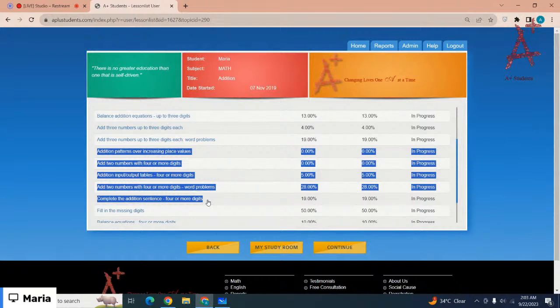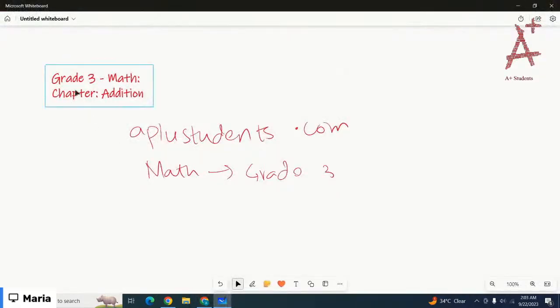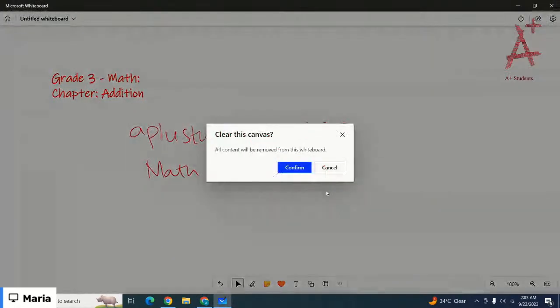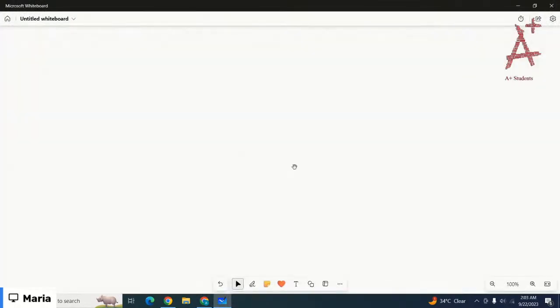Basically, we're going to start working on addition patterns, right? So we're going to see how we add patterns. Let me just write down the lesson name. Addition patterns over increasing place values.